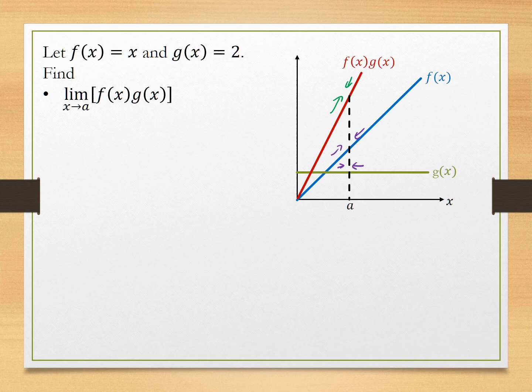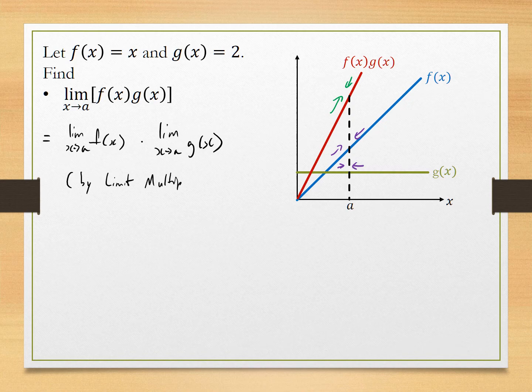So once again, you can use the limit laws. You can break apart the bracket, multiply the individual functions. Once again, this is by limit multiplication rule. Multiplication law is called limit laws. By limit multiplication law, and that would equal, once again, by direct substitution, a times 2, so 2a.